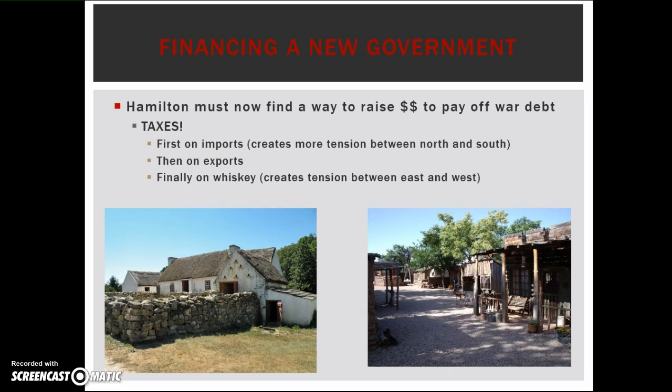Hamilton finally decides that he will raise the money to pay off the Revolutionary War debt by taxing whiskey. Whiskey is made from corn. This tax is really going to hurt farmers. It's going to create a lot of tension between the agricultural western parts of our country and the settled urban eastern parts of our country.